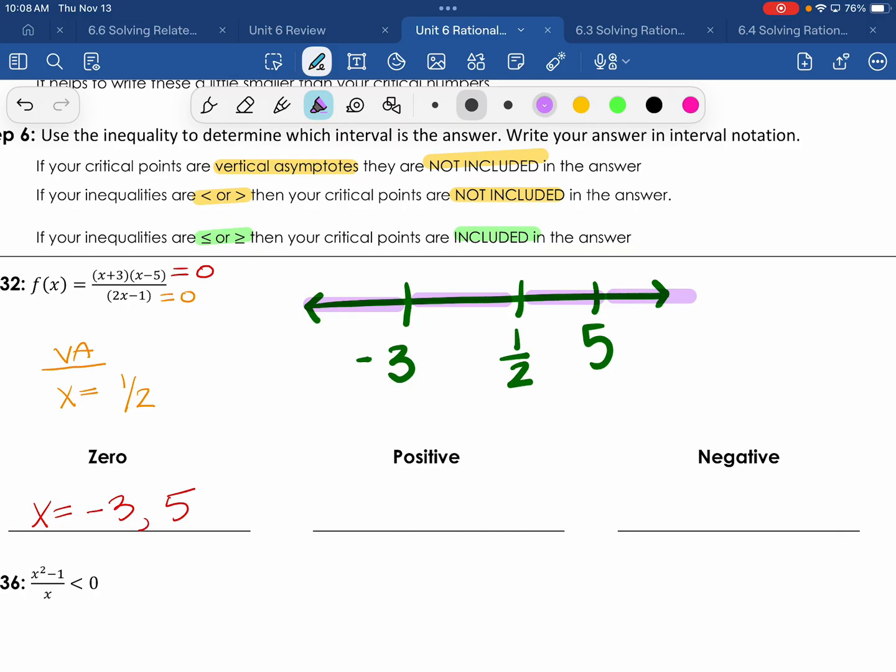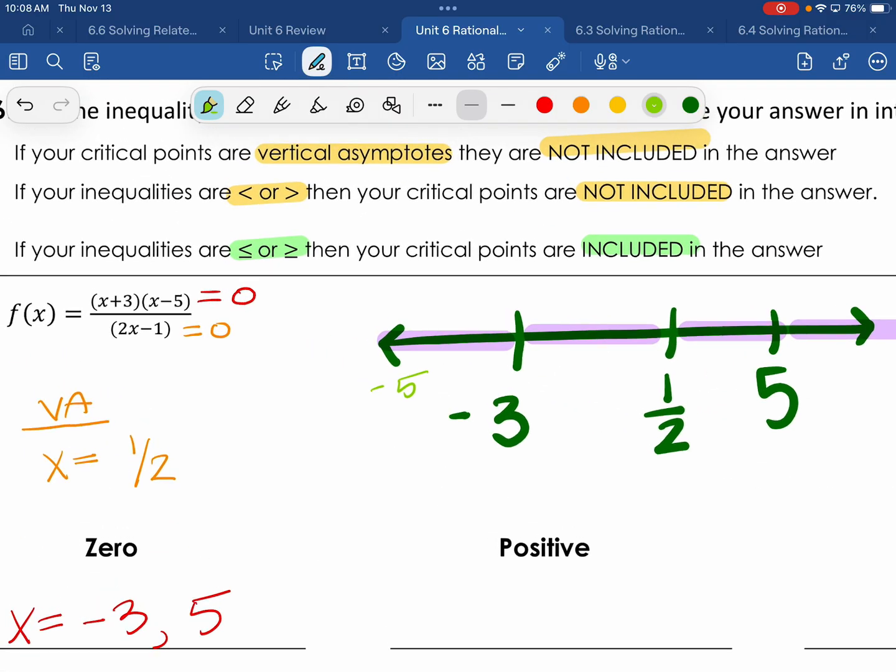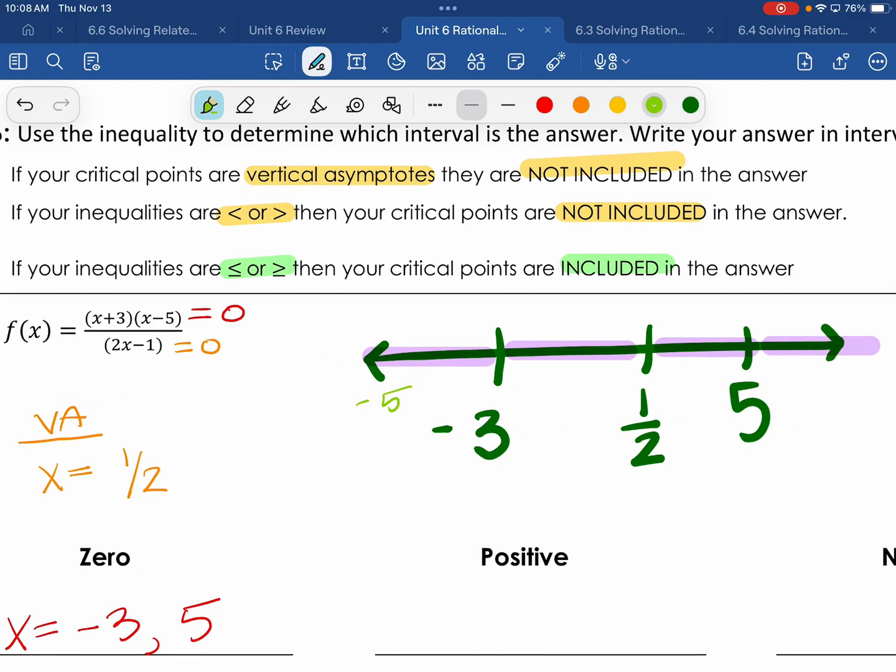Now to figure out what's going on in this interval, we're going to use a test number. What is a good number on the left side of -3? It could be anything on the left side. -5. And if I were you, I would write that number a little bit smaller, because it's not really going to matter a whole lot. Any number on the left side of -3, you could use -10 if you wanted to.